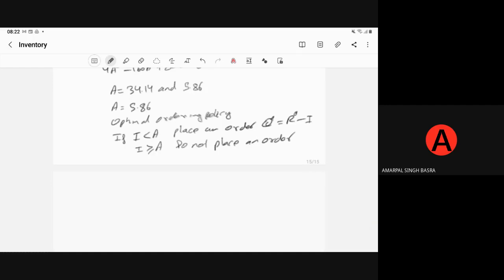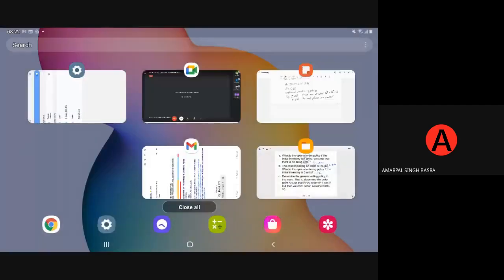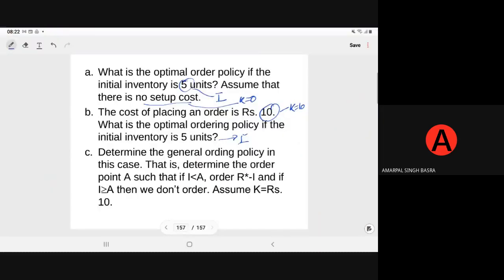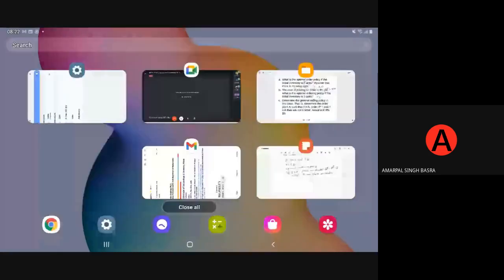Is there any doubt in the part of the inventory? Anything you want to ask in this question? Yes, anyone? Any doubt in this question?